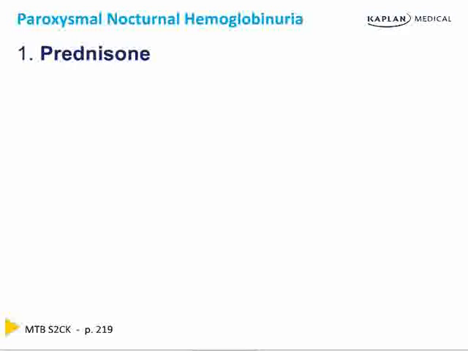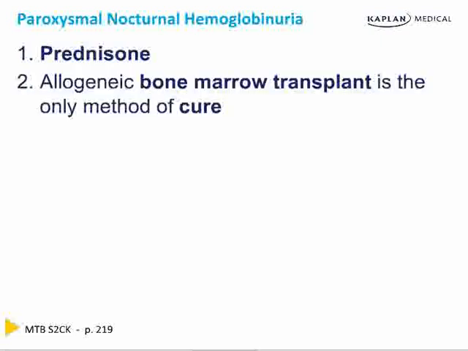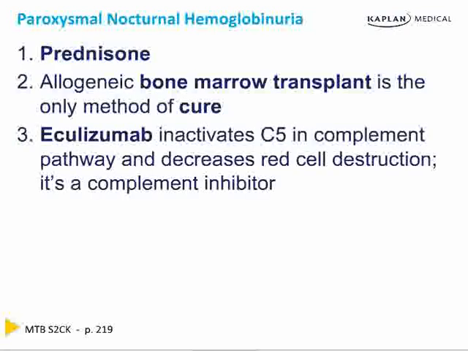The best initial therapy for PNH is prednisone, glucocorticoids. It does not cure the disorder. The only way to cure that disorder is an allogeneic bone marrow transplantation. Allogeneic means it's someone else's bone marrow going into you. Autologous means we take a sample of your own marrow and put it back into you.